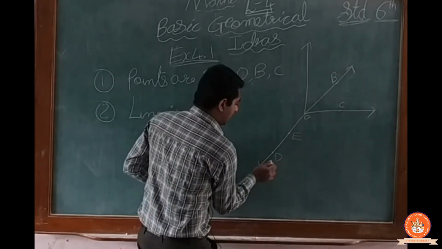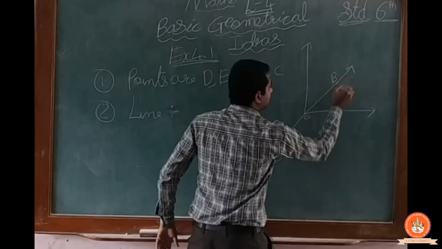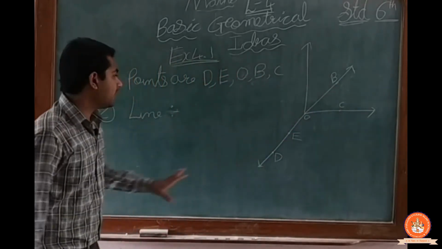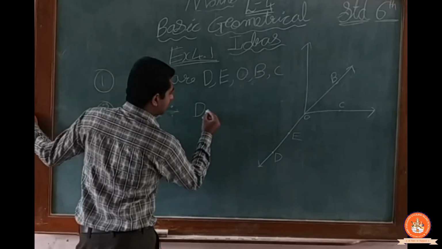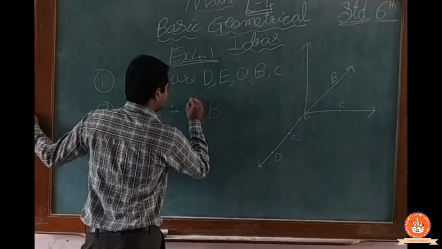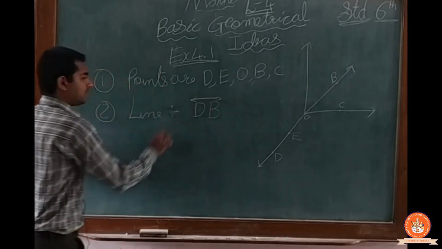Okay, तो end क्या लिखा है यहाँ पे? D लिखा हुआ है, यहाँ पे क्या लिखा हुआ है? B लिखा हुआ है. दोनों end point को ले लेंगे and we will describe that D and B is my line. This is my symbol of line I draw.